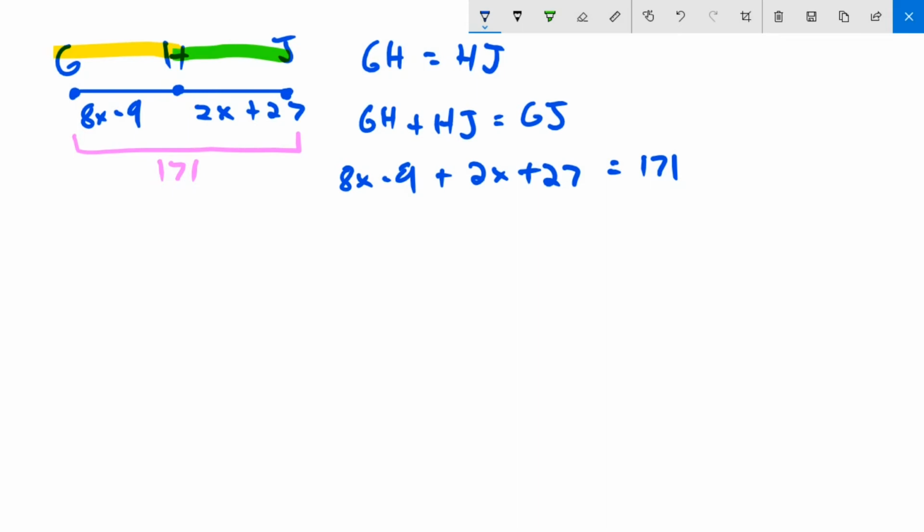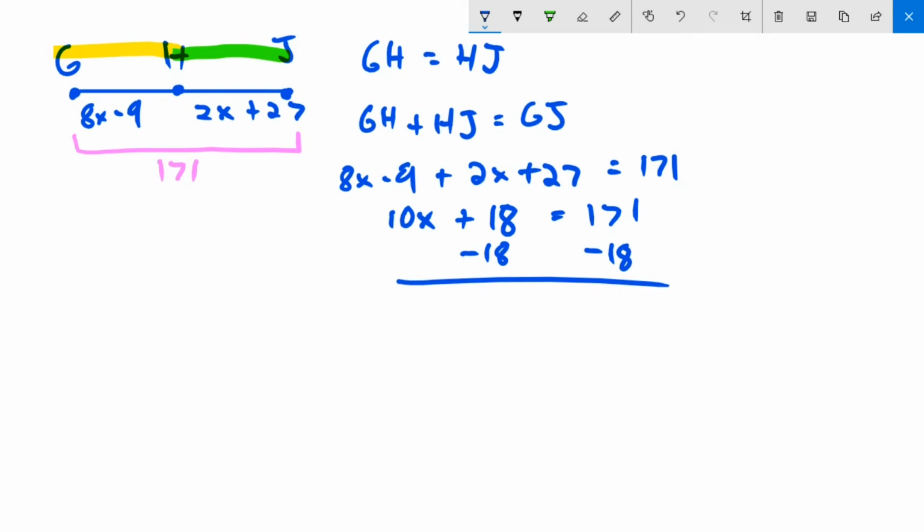So let's combine the like terms. What's 8x plus 2x? 10x, that's right. What's 27 minus 9, or negative 9 plus 27, whichever way you want to look at it? That would be plus 18 equals 171. What's next? We're going to subtract 18 from both sides because we want all variables on one side and all numbers on the other side. So we are left with 10x equals 153.